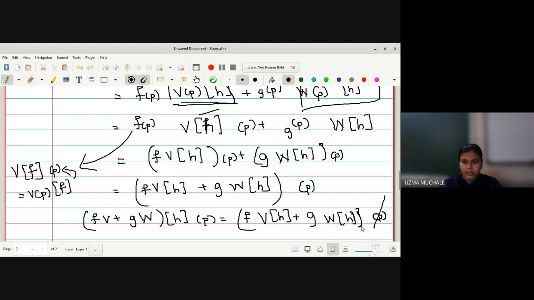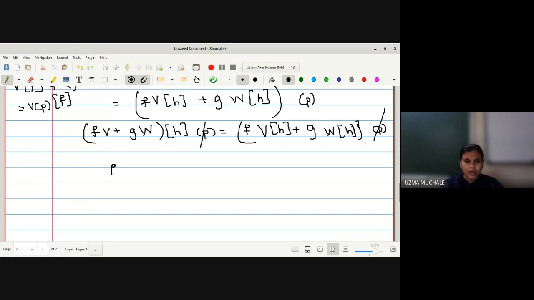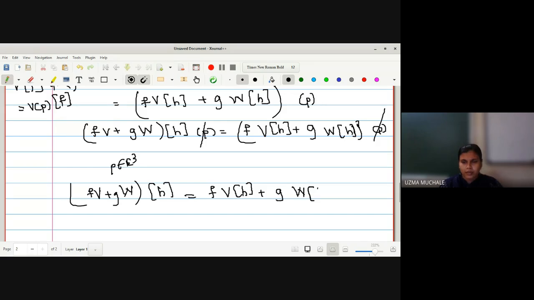Now as point P is an arbitrary point, you should not cancel it like I have cancelled here. You have to write down the statement that as P is an arbitrary point in the E3 space, hence the result holds. What is the result? For the vector field fv plus gw, we have to find the directional derivative of function h. H is a real valued function, and the result is f times the directional derivative of function h in the direction of vector field v, plus g times the directional derivative of function h in the direction of vector field w. Are you getting me? Any doubt for this one?